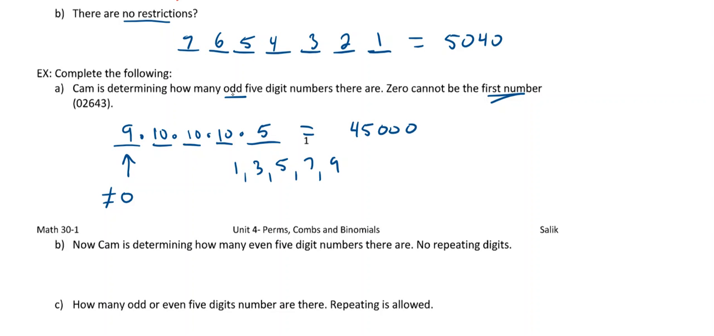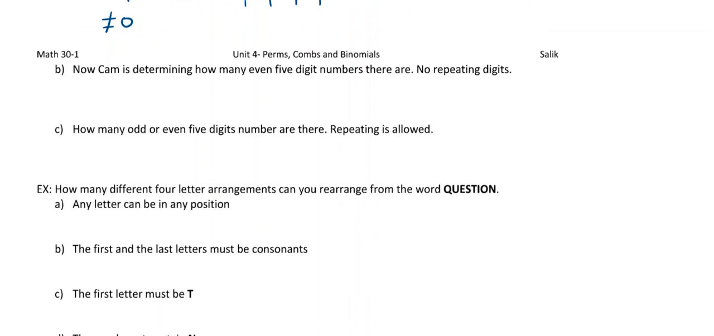So these can be tricky, so just take your time on these. Speaking of tricky, I think this next one could definitely be a little tricky. It says now Cam is determining how many even five-digit numbers there are, and we're adding that there are no repeating digits allowed. So to get our bearings, let's write down our blanks and try to figure out what we're dealing with here.